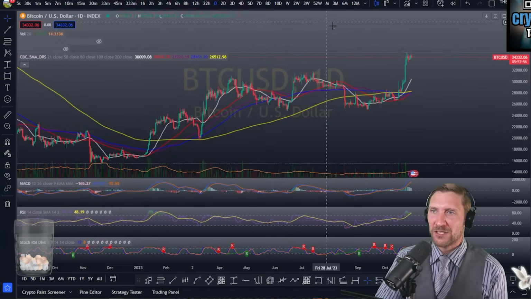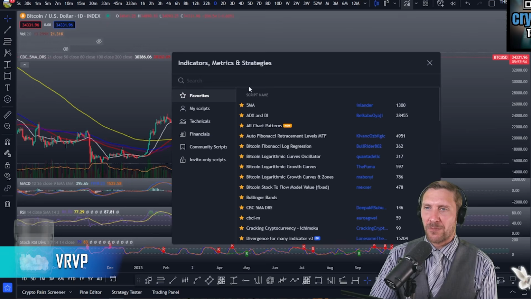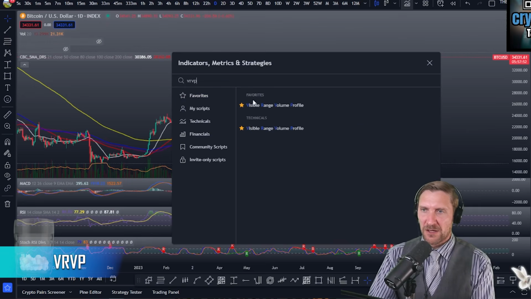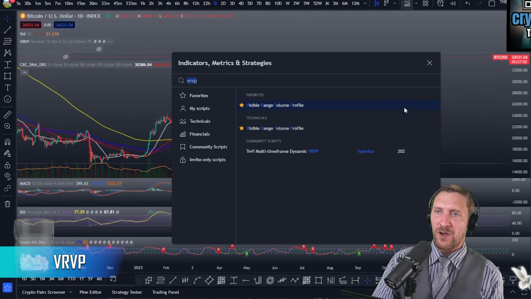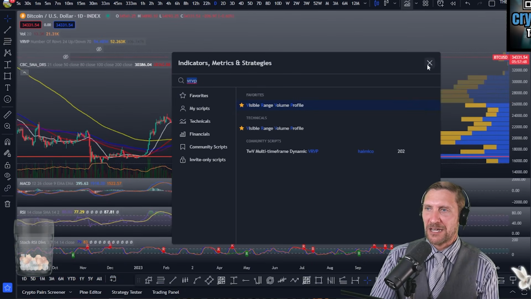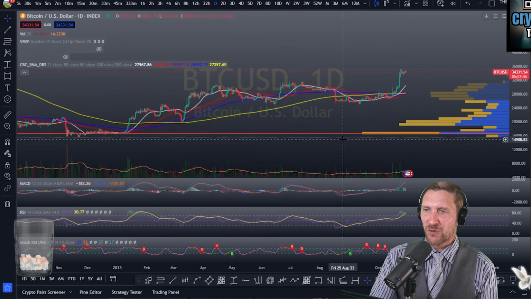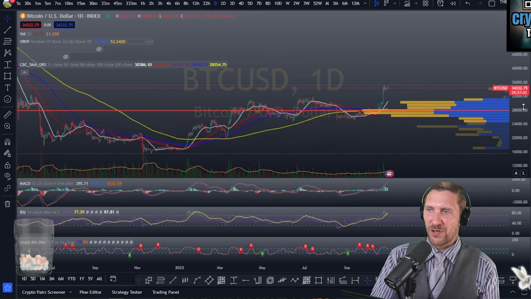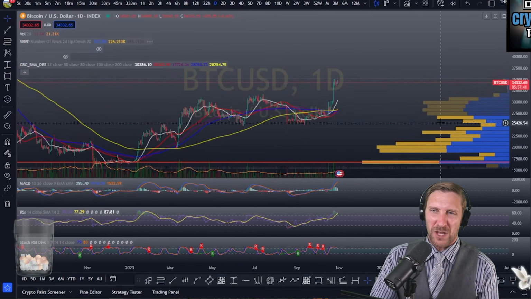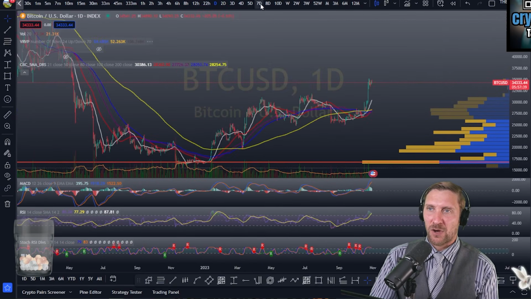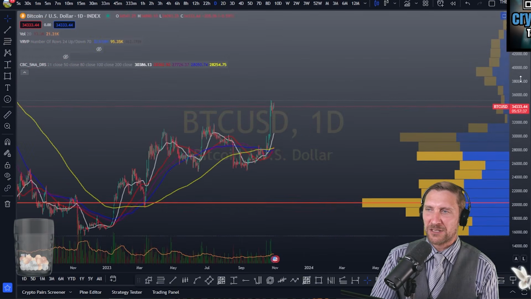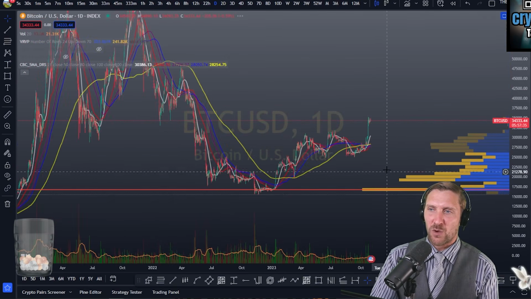Last thing I'm going to add is the VRVP. I'm going to come up in here and type in VRVP, the Visible Range Volume Profile. We're going to click on that. It's going to get added right here to the side of the screen, and here we see the VRVP. What it does is it tells us where there's a lot of buying and selling. Bitcoin likes to move through price action, and it likes to go where there's the most liquidity.